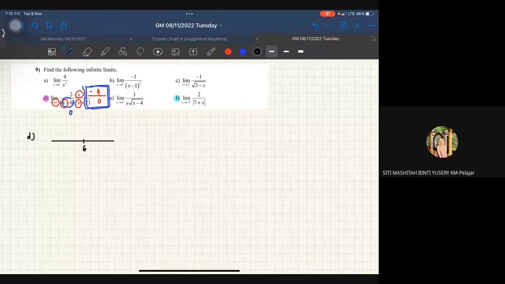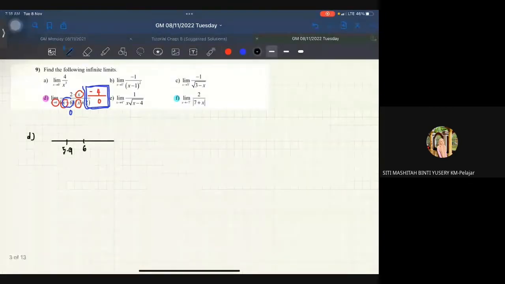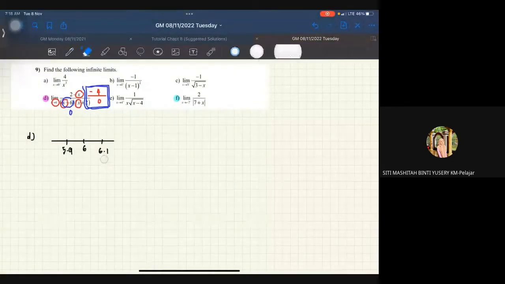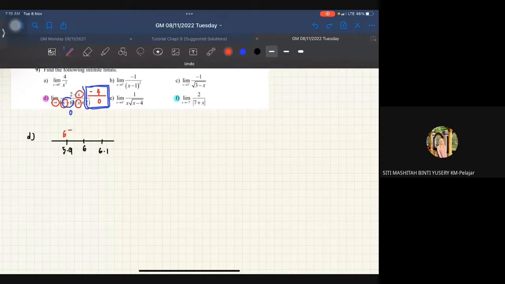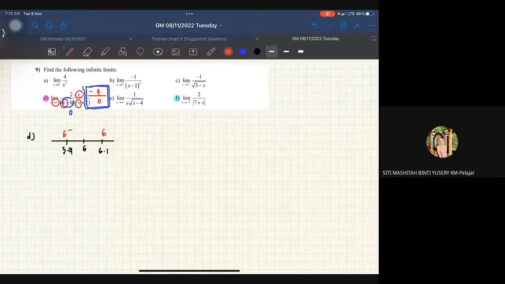So you have 5.9. Okay, so 0.1 to the left and also 0.1 to the right. So yang belah kanan saya nak guna 6.1. Okay, and then saya tulis dekat situ the 5.9 is the 6 minus, and then the 6.1 is the 6 plus. Okay, so sekarang kita nak guna yang 6 minus. So awak fokus dekat yang ini sahaja.